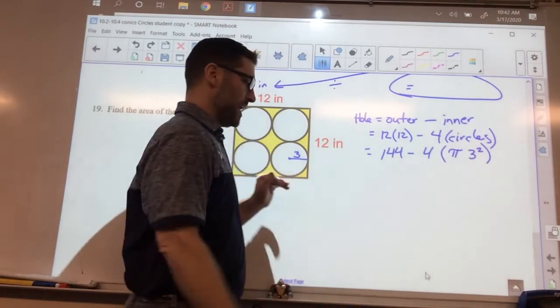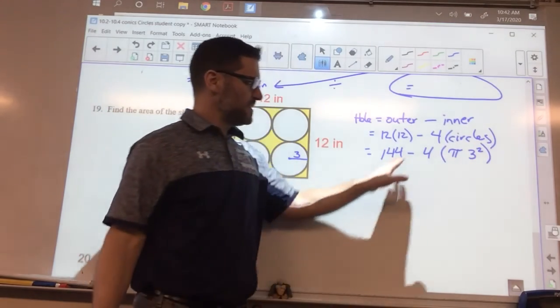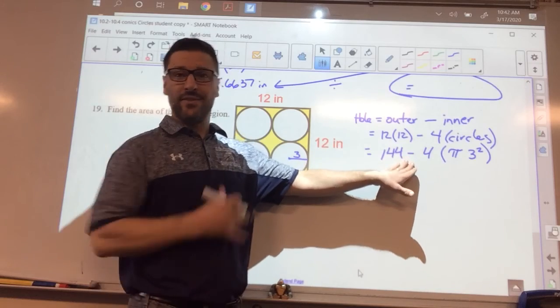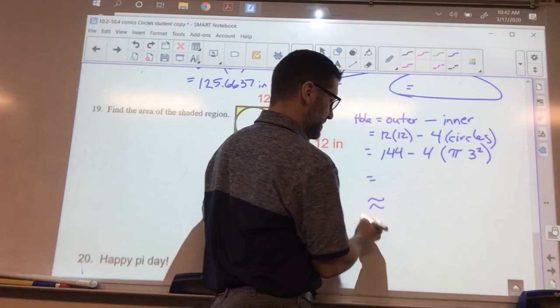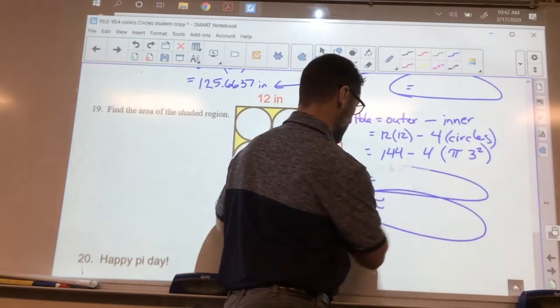squared. And to end, what I would like you to do is evaluate this exactly, which means leave your pi in the answer. And I would also like the decimal approximation.